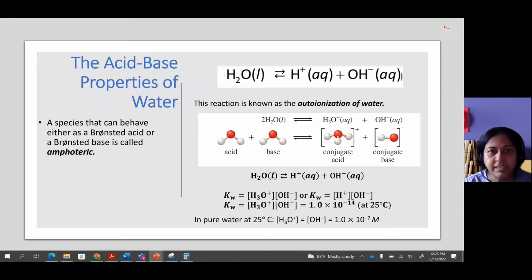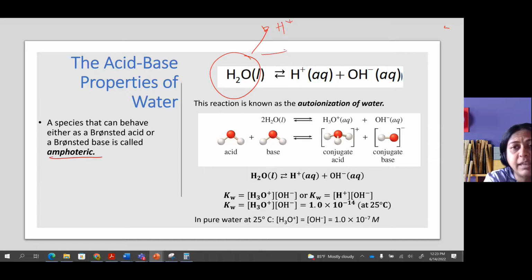Let's talk about the acid-base properties of water. When a species can behave either as a Bronsted acid or base, it is called an amphoteric substance. So it can act as either an acid or a base depending on the conditions. As an example, water can both accept an H plus or donate an H plus. So water can act as both a Bronsted acid and a Bronsted base.